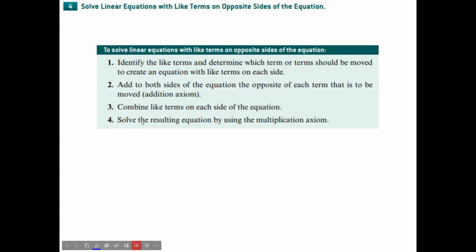Solve linear equations with like terms on opposite sides. So identify like terms and determine which term or terms should be moved to create the equation with like terms on each side. Add to both sides of the equation the opposite of each term that is to be moved. That's the addition axiom. In other words, we transfer from one side to another with changing sign, right? That's an already known fact that we use. Combine like terms on each side, solve the result using the multiplication axiom.